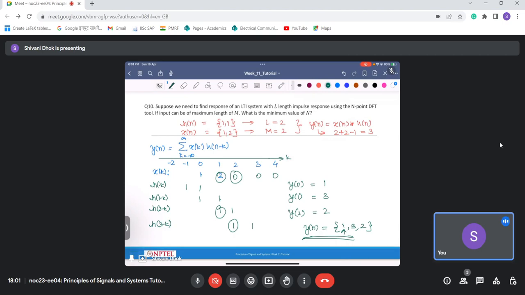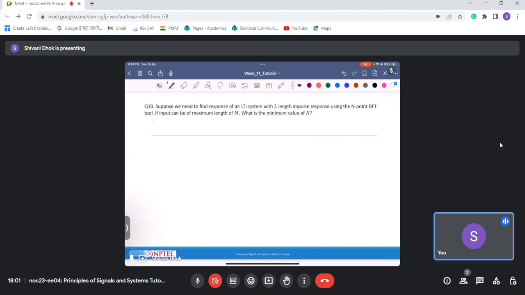And let us consider N equal to 2. So suppose I have N equal to 2, then y1[n], which is equal to x[n] circularly convolved with h[n], this will be of length 2. What was my x[n]? So let me do it here.